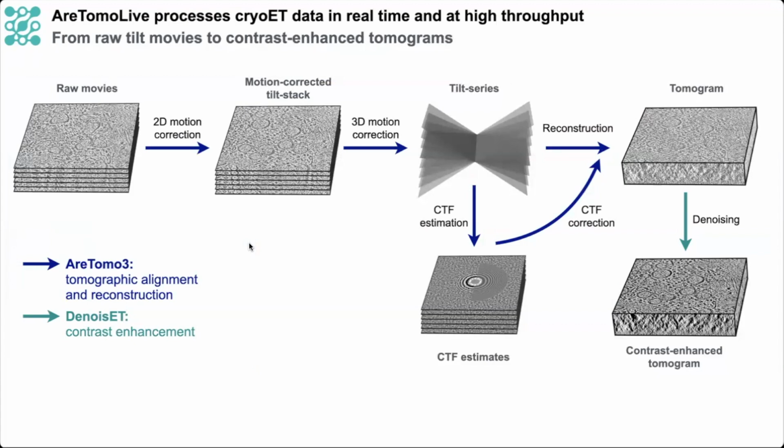This slide shows a schematic of the Artomo Live workflow, which is composed of 2 GPU-accelerated packages. The first of these is Artomo 3, which carries out all of the tasks indicated by the dark blue arrows as each raw tilt movie comes off the microscope, and that will be the focus of the first part of my talk. Afterwards, I'll describe the second package, Denoise-it, which runs in parallel with Artomo 3 to train and then apply a denoising model to the tomograms that Artomo 3 continually writes to disk.